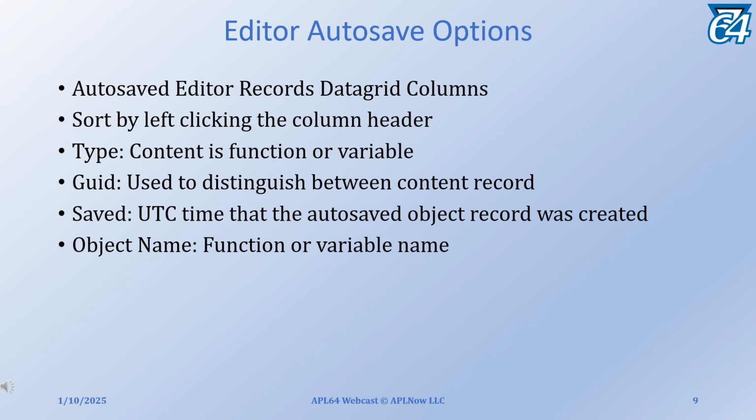The columns of the APL64 editor autosaved records data grid include: the Type column indicates if the record is for a function or variable. The GUID column is used to identify the autosaved record. The Saved column indicates the UTC time that the autosaved object record was created. The Object Name column indicates the function or variable name.